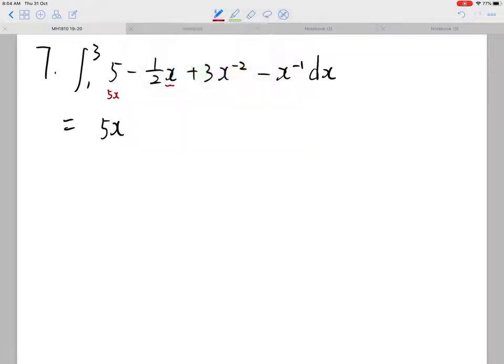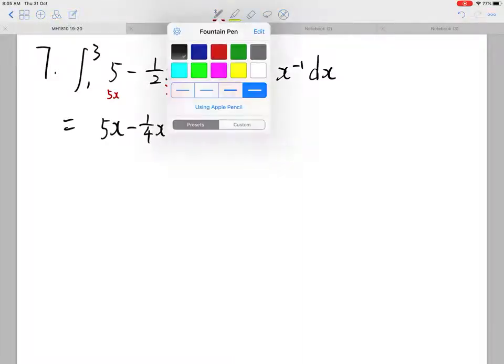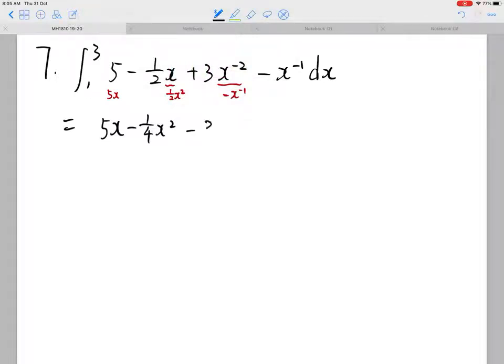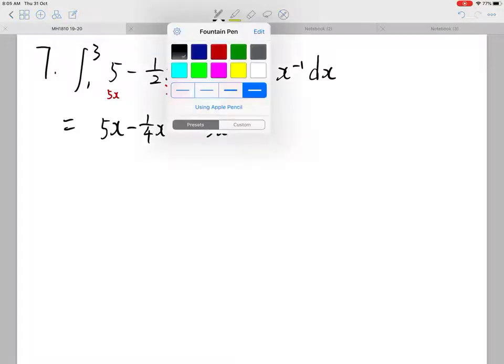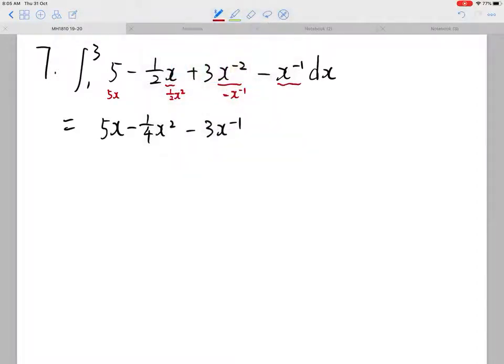What function's derivative is x? Half x squared's derivative is x. So overall, the second part should be negative 1 over 4 x squared. And what function's derivative is x to the power of negative 2? It should be x to the power of negative 1 times negative 1. So overall, the integration of this part should be 3x to the power of negative 1. Okay, next part, a little bit tricky.